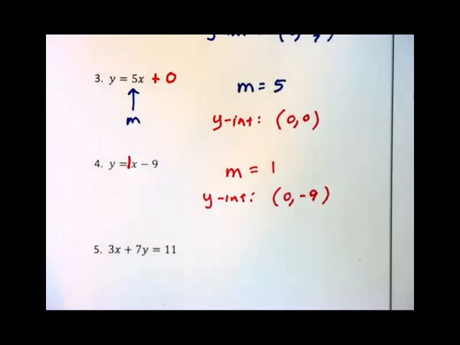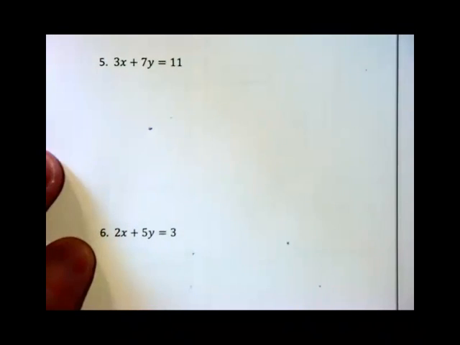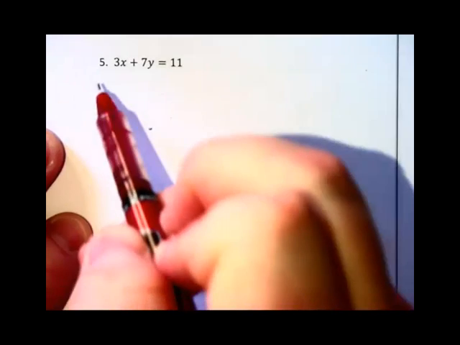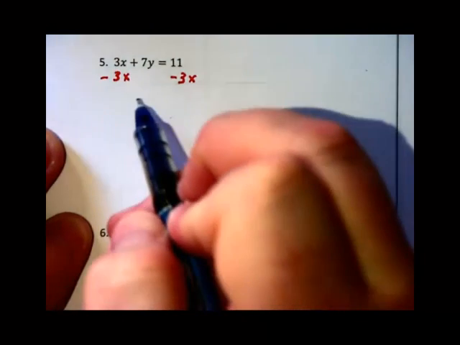Okay, moving on to problem number 5. We see here that it's not in a y equals format, so what I'm going to do is put it into slope-intercept form. I'm going to begin by subtracting 3x off of each side in an attempt to get y by itself on the left.